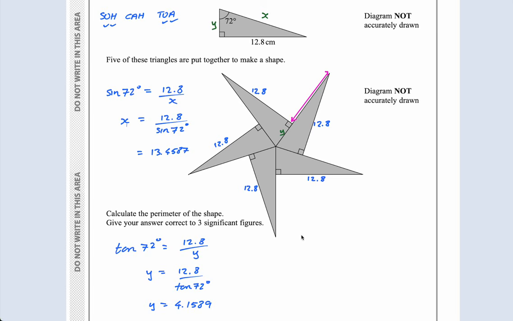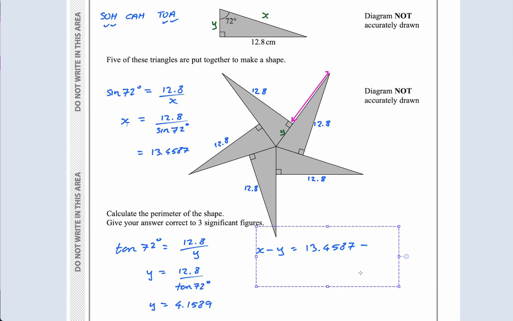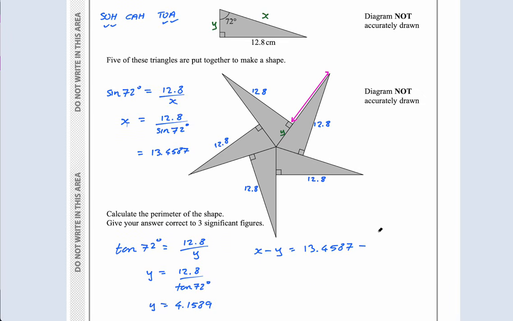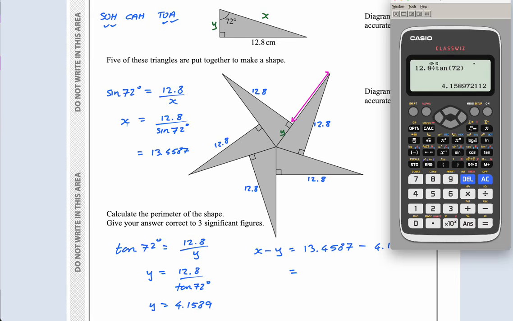So let's write x minus y equals 13.4587 minus 4.1589. Note, guys, I have not rounded to 3 significant figures yet. I will, but I'm not doing it in the middle of a question.